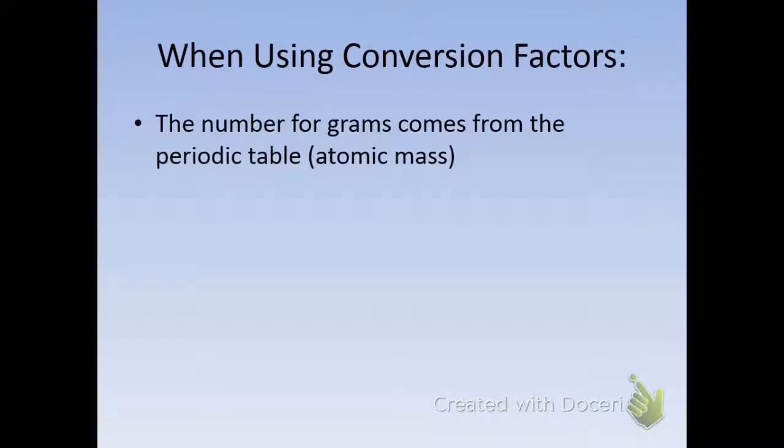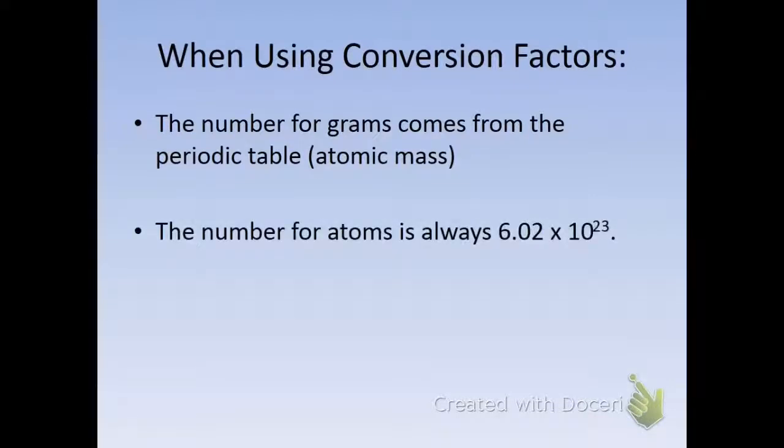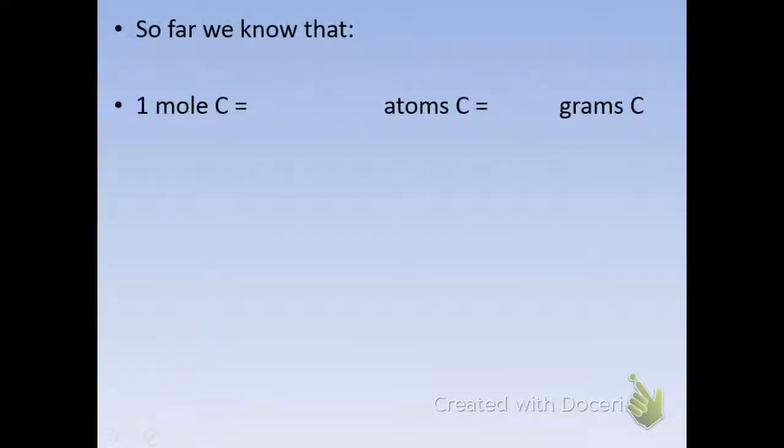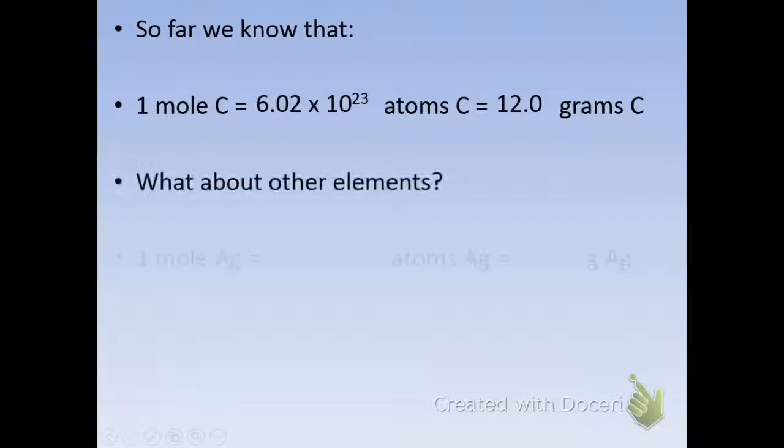So the number of grams comes from the periodic table. We call that molar mass. The number of atoms is always 6.02 times 10 to the 23rd, and the number 1 always goes with the term moles. So let's take a look at some examples to make sense of this. 1 mole of carbon is equal to 6.02 times 10 to the 23rd atoms of carbon, which is equal to 12 grams of carbon. What about other elements?